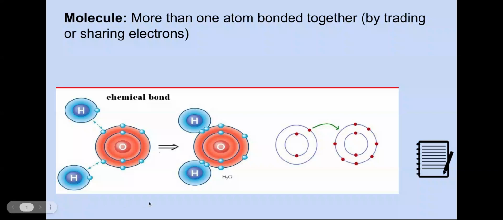Hey everybody, I want to go through real quickly some of the first notes we're going to learn about for our chemical reactions unit. First, we need to remind ourselves of what a molecule is, right? A molecule is just more than one atom that's bonded together, and that happens either by sharing or trading electrons so they can sort of stick together.